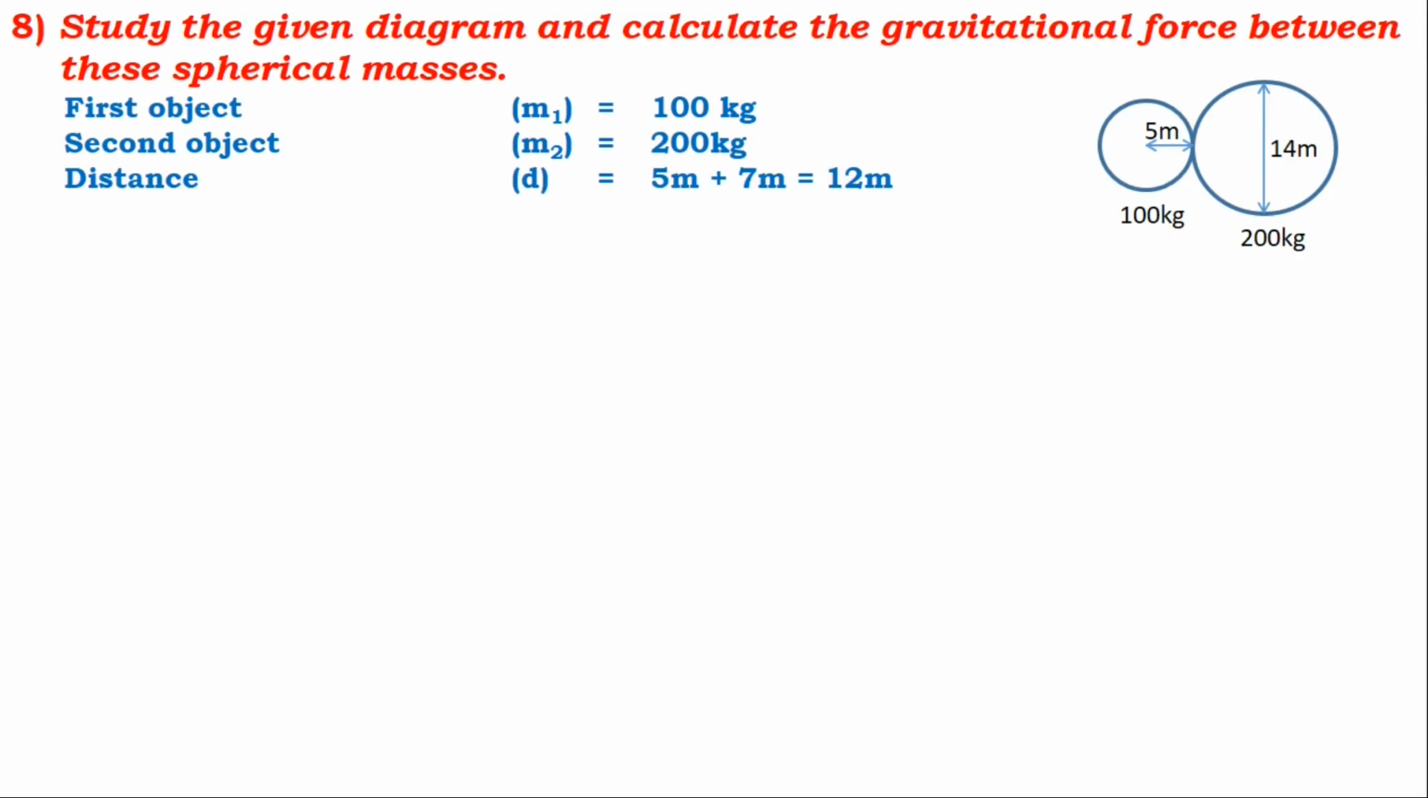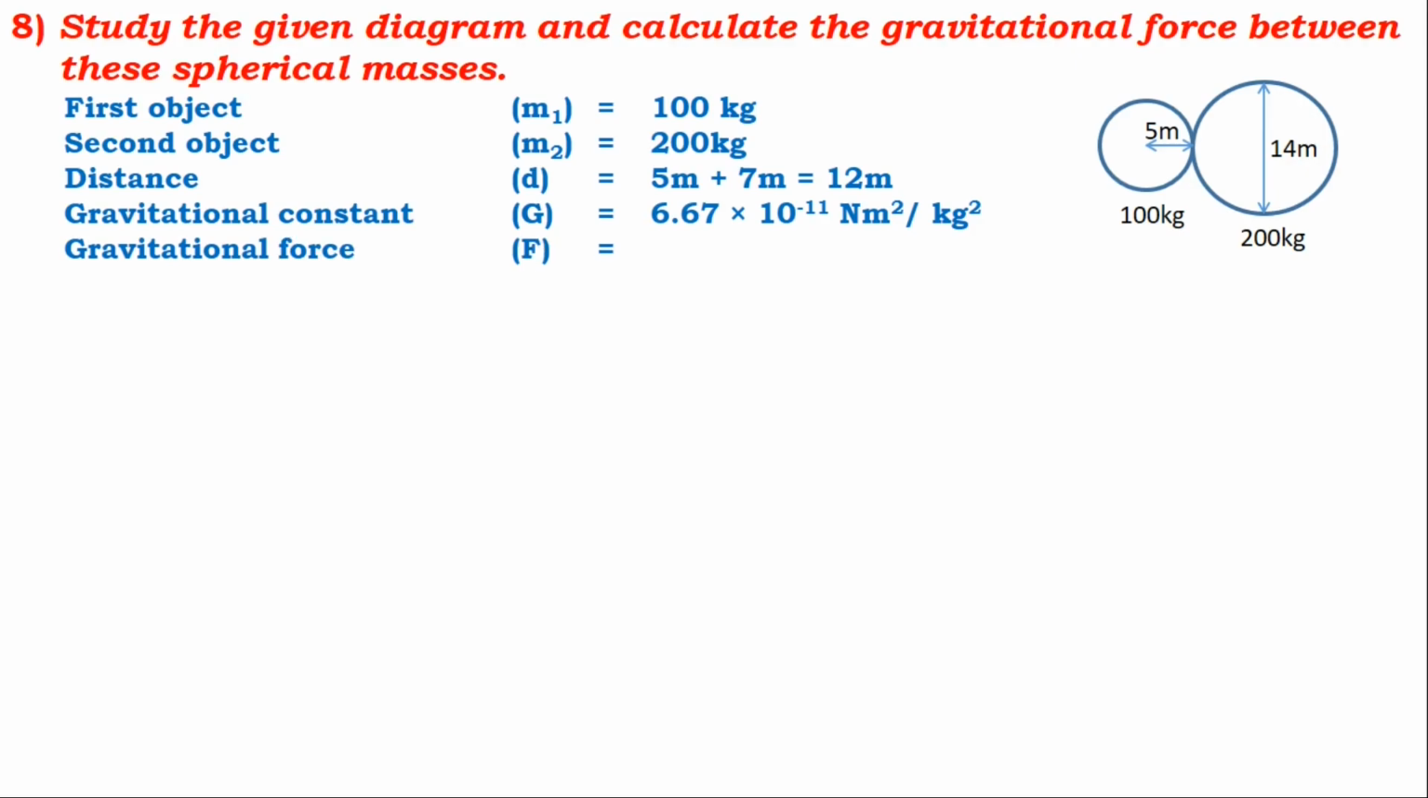Why did I write 5 meter plus 7 meter equal to 12 meter? Because the distance between them is the sum of the radii of the first and second spherical bodies, and the diameter of the second body is 14 meter. That's why its radius is 7. It is tricky here. 7 plus 5 becomes 12 meter, which is the distance between them, center to center distance. And the gravitational constant, if it is not given, we'll write ourselves: 6.67 into 10 power minus 11 Newton meter square by kg square. Now the question is: gravitational force F equals question mark.